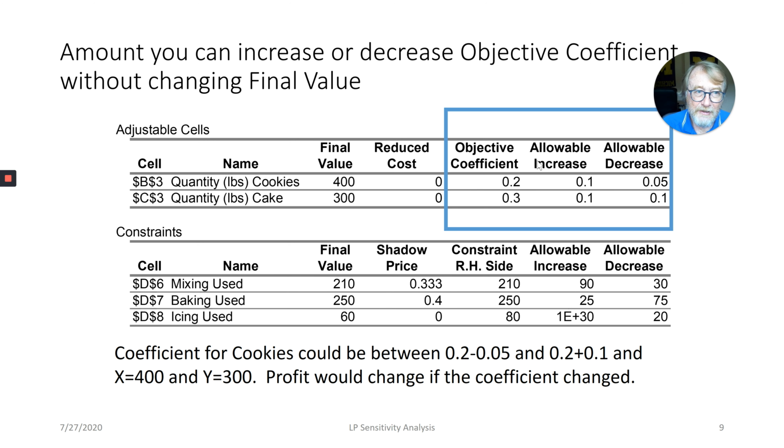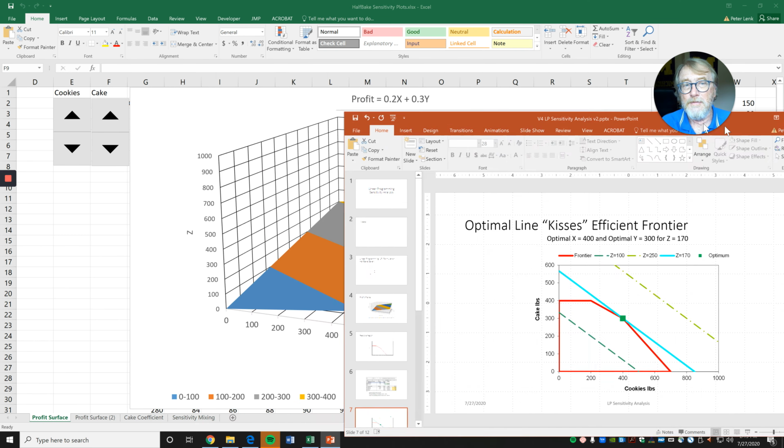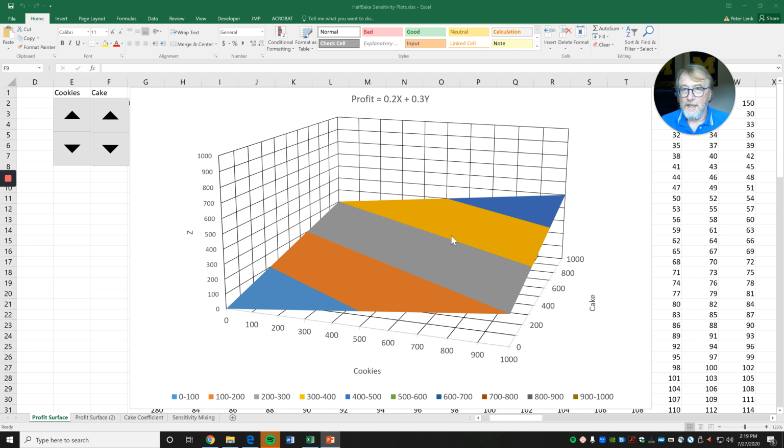So just to give you a little bit of a sense about that, I have a couple of interactive Excel worksheets. Let me see if I can get out of here. And slideshow. Let me move it away. Again, this is my graph we've seen before. This is the cookie space, and this is the cake space. And I just want to show you what happens as you change your coefficients.